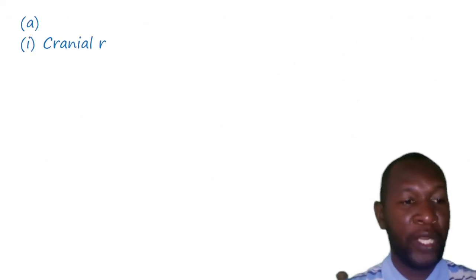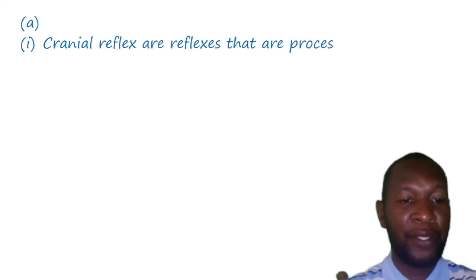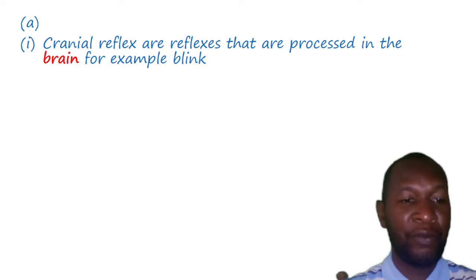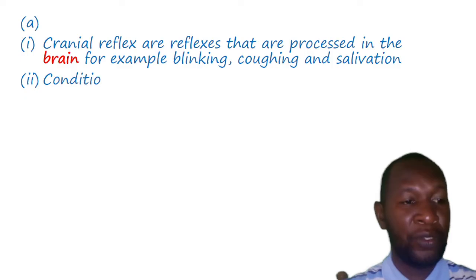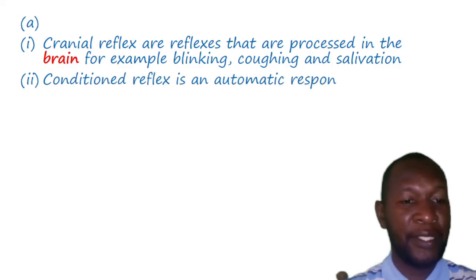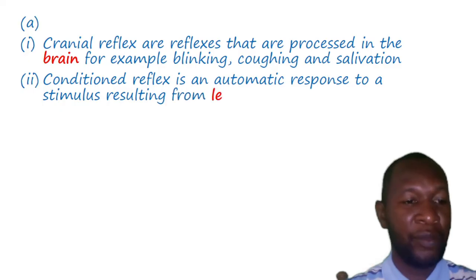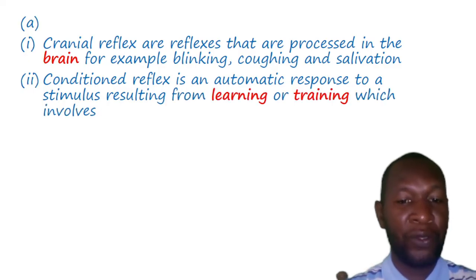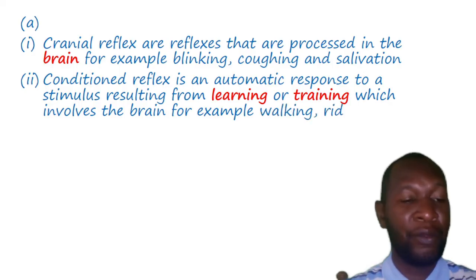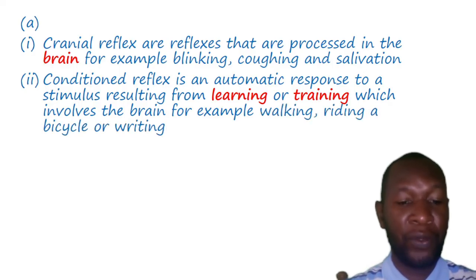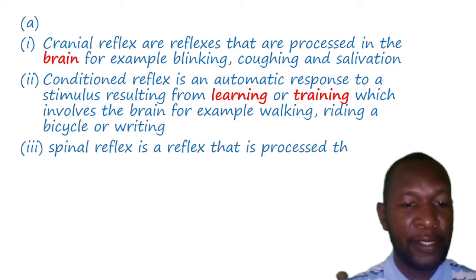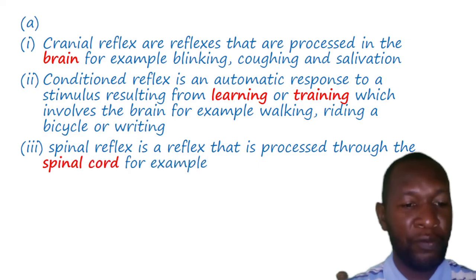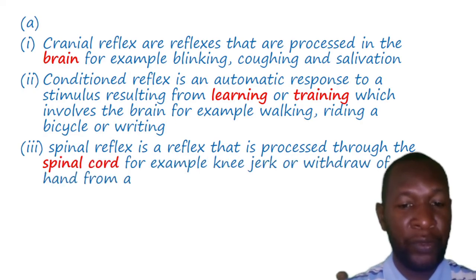Part A. 1. Cranial reflexes are reflexes that are processed in the brain, for example, blinking, coughing, and salivation. 2. Conditioned reflex is an automatic response to a stimulus resulting from learning or training, which involves the brain, for example, walking, riding a bicycle, or writing. 3. Spinal reflex is a reflex that is processed through the spinal cord, for example, knee jerk or withdrawal of a hand from a hot object.